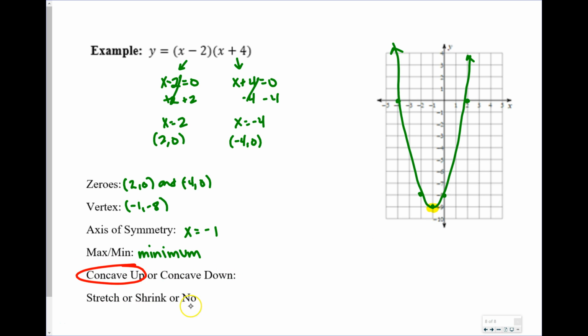And stretch, shrink, or no, that's looking at this number right in front. That's a 1. So that means that it's a no stretch, no shrink. Okay? If it were like a 2 or a 3, that'd be a stretch. If it were a fraction, it'd be a shrink. So this is all the stuff I want to be able to do with factored form. Okay?